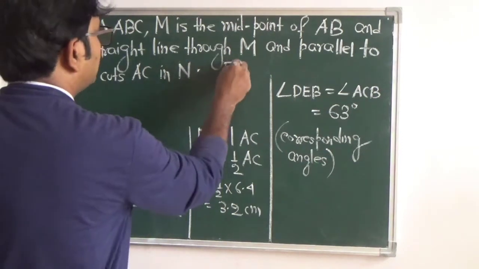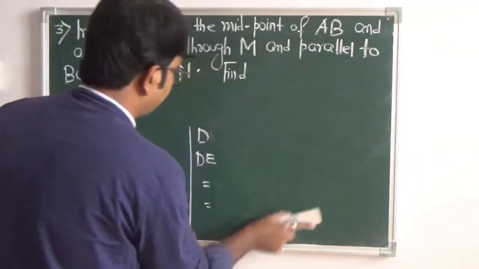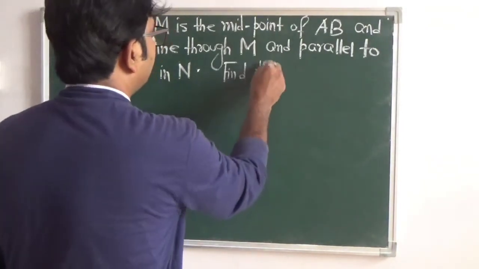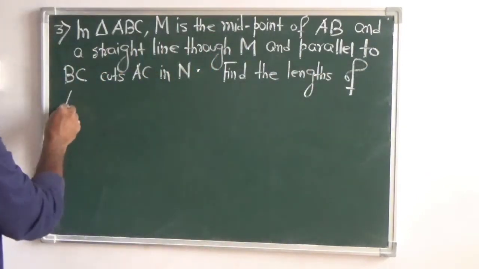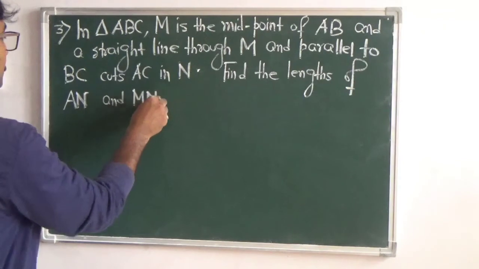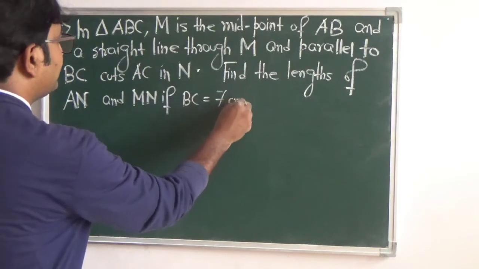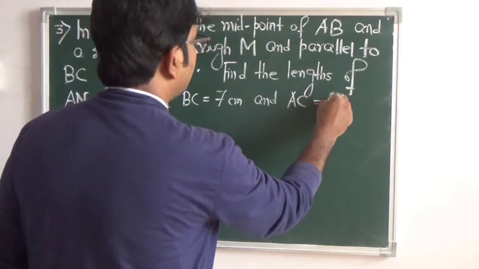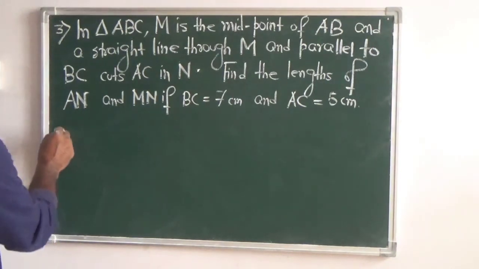Find the lengths of AN and MN if BC is equal to 7 centimeters and AC is equal to 5 centimeters. So before you can solve this, let us first have the diagram here.